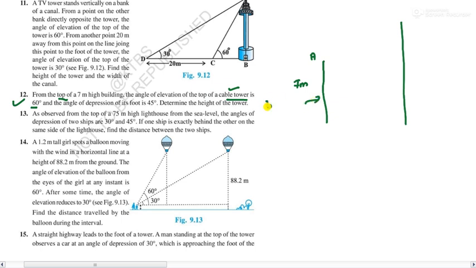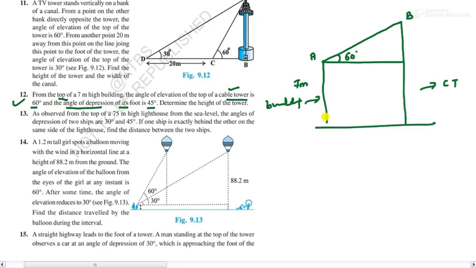So this is the building and this is the cable tower. From this point, the angle of elevation to this part, let me name it as B, is how much? 60 degree. And they have told the angle of depression of its foot is 45 degree. It means if this is the foot, the angle of depression is how much? It is 45 degree. Determine the height of the tower.